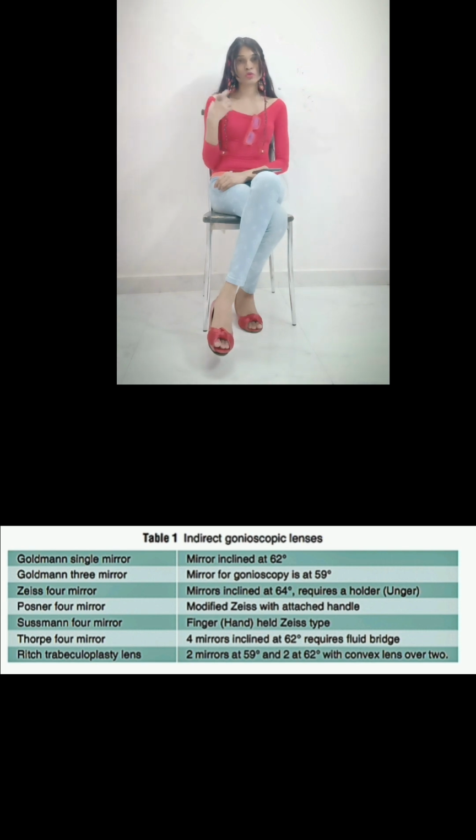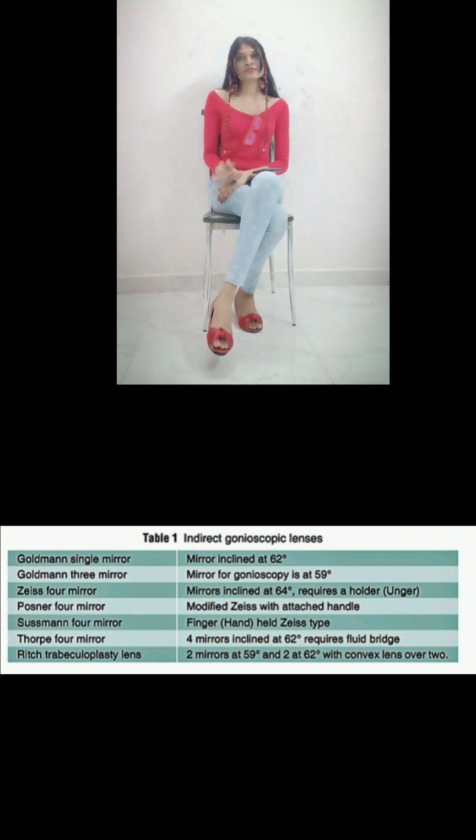single mirror Goldman lenses, what happens, they have a large surface area of contact, so on placing on the cornea they cause distortion of the anterior chamber angle structures. Okay, they cause the distortion of the angle structure, so distortion of the view of the angle.